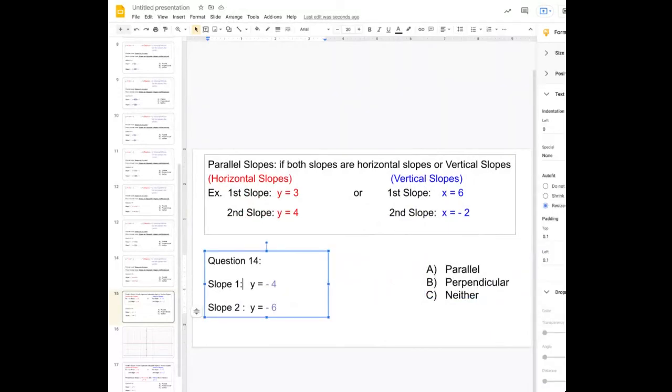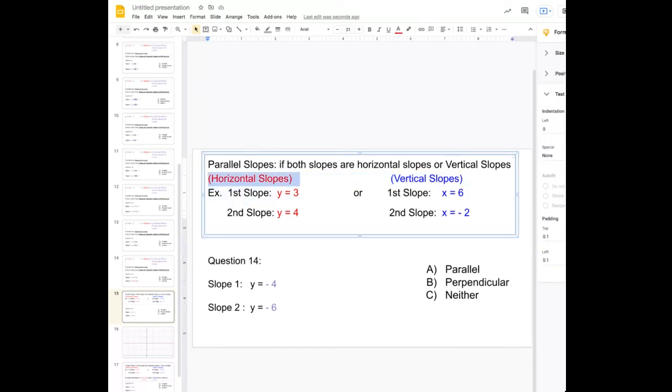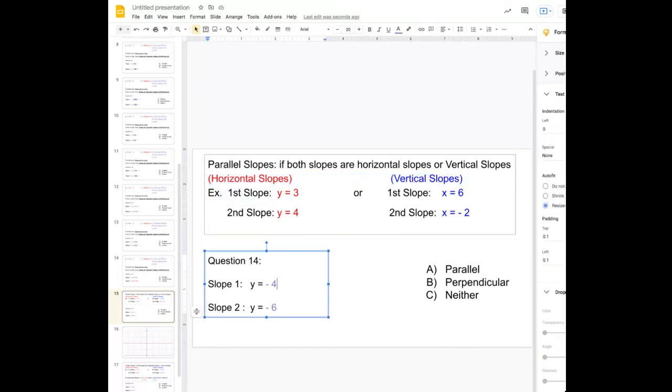So here, number 14 is asking you, are they parallel, perpendicular, or neither? See, they're indicating that they're giving you a slope, right? Whenever they indicate you're giving a slope and you get y equals this value, then it's talking about a horizontal slope, right? And here is slope number 2, y equals -6, which is talking about, once again, a horizontal slope. Once again, these are examples of horizontal slope. And just to give an example, here y equals -4, y equals -6.